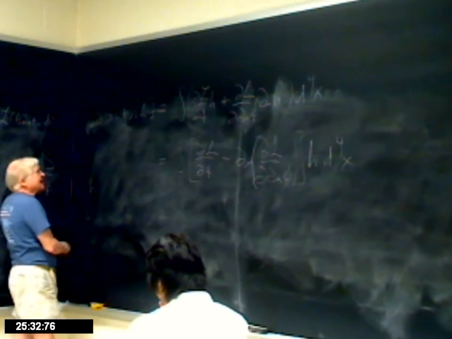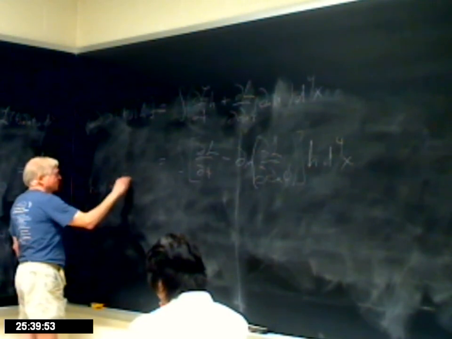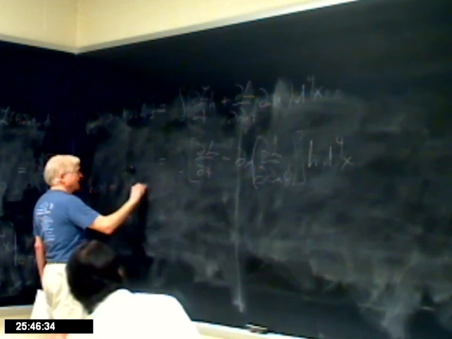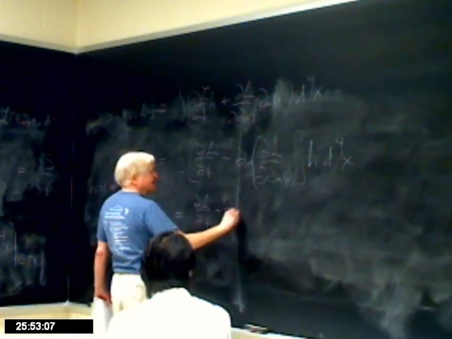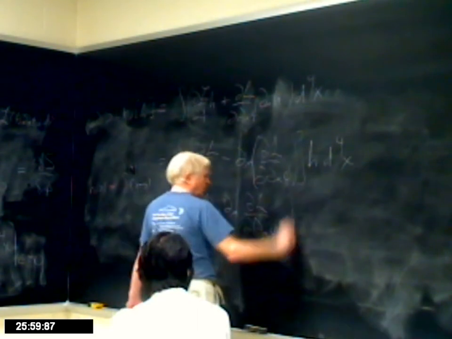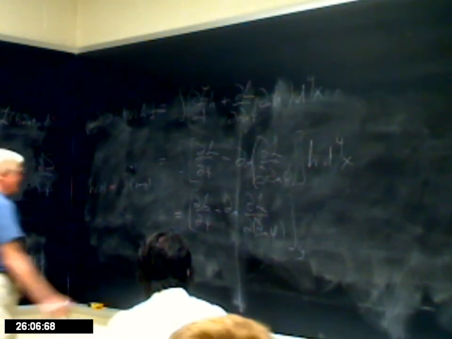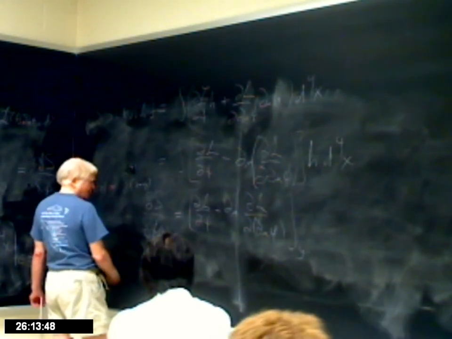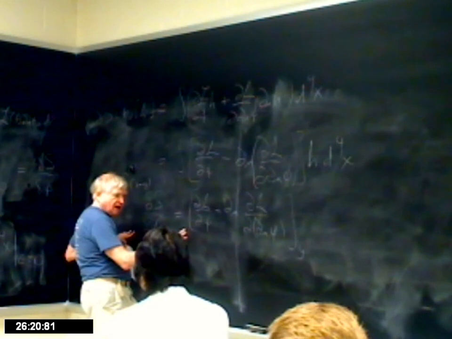Okay, so this h of x is arbitrary here. I'm going to set h of x equal to delta 4 of x minus y. And in that case, this is partial L partial phi minus d mu partial L partial d mu phi, all at y. That basically is what physicists call the variational derivative with respect to the field at the space-time point y. So this is the bottom line.